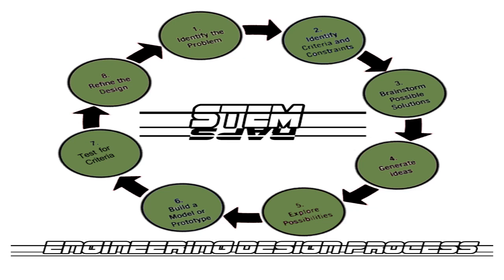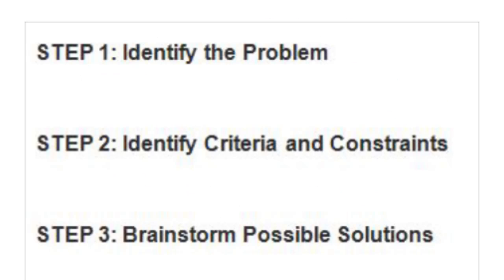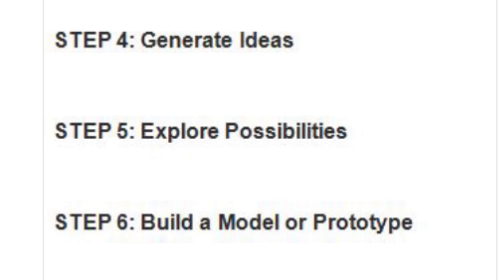All right, the EDP looks like a circle. It goes around in a circle. So step 8 leads back to step 1. So let's start. Step 1 is identify the problem. Step 2 is identify the criteria and constraints. Step 3, brainstorm possible solutions. Step 4, generate ideas. Step 5, explore the possibilities.